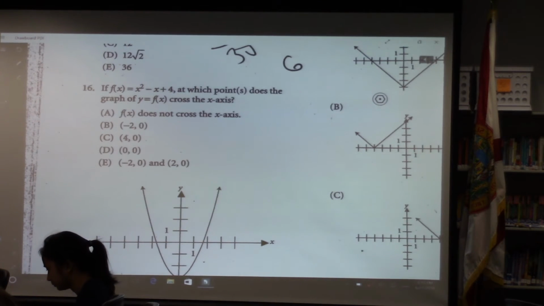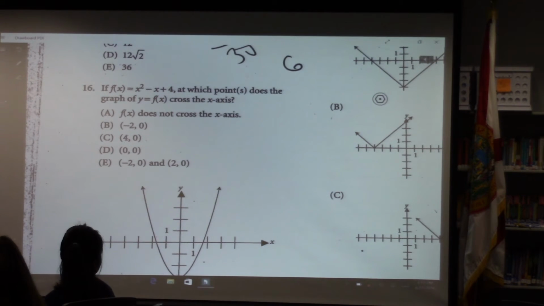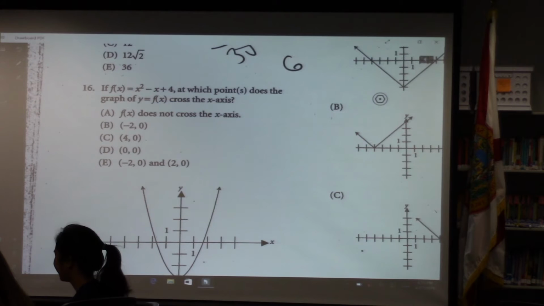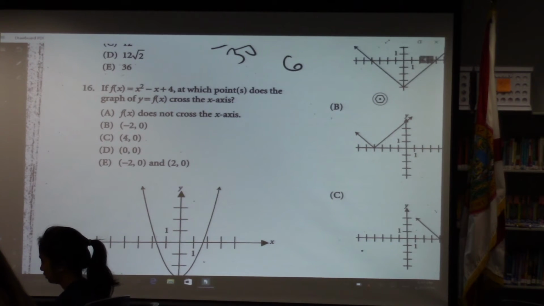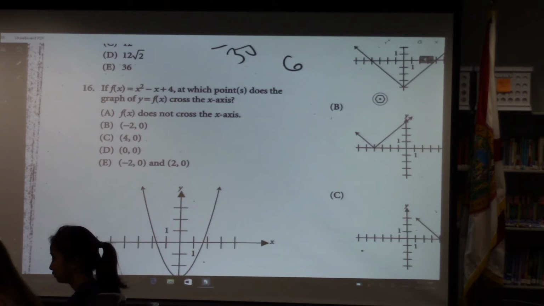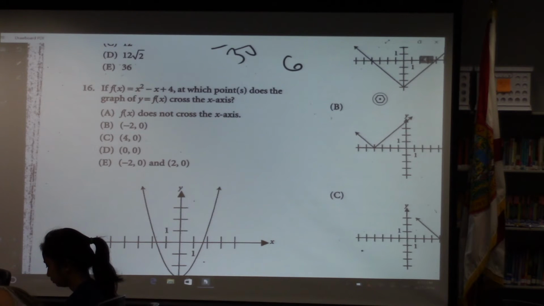16, who wants to read 16 for me? You looked, right? So you win. f of x equals x squared minus x plus 4, at which points does the graph of y equals f of x cross the x-axis?